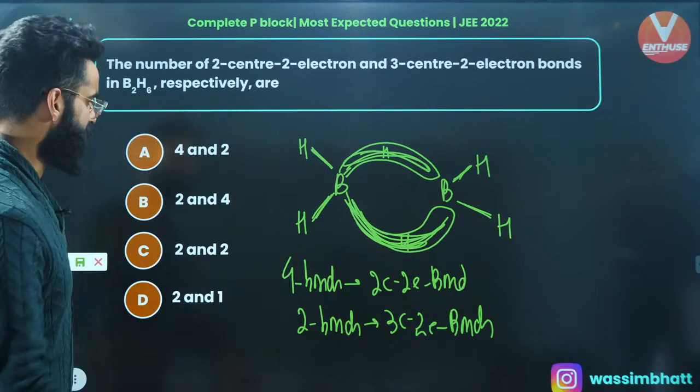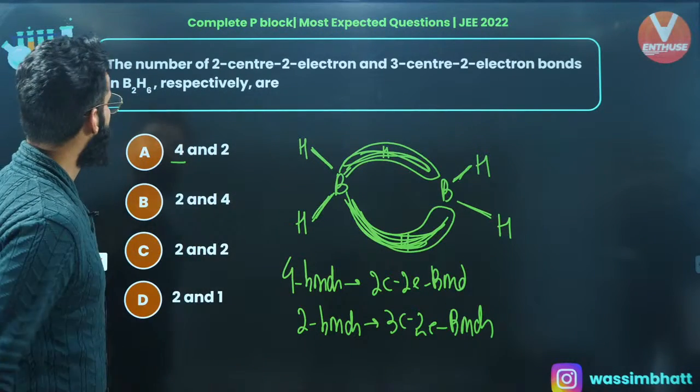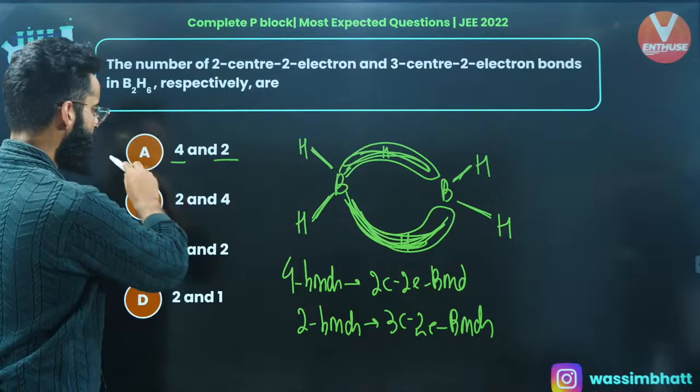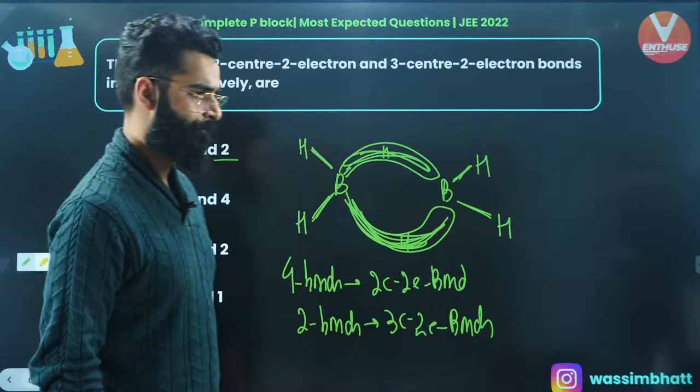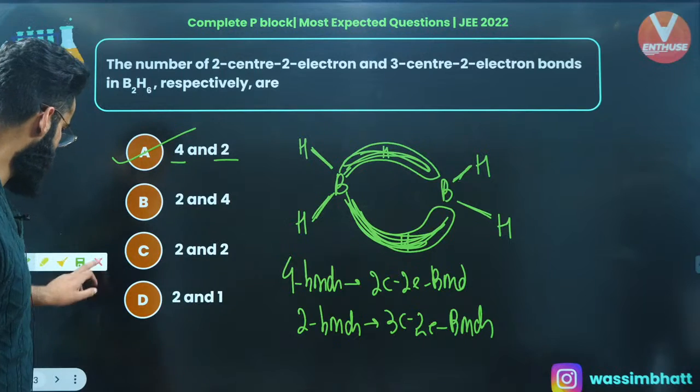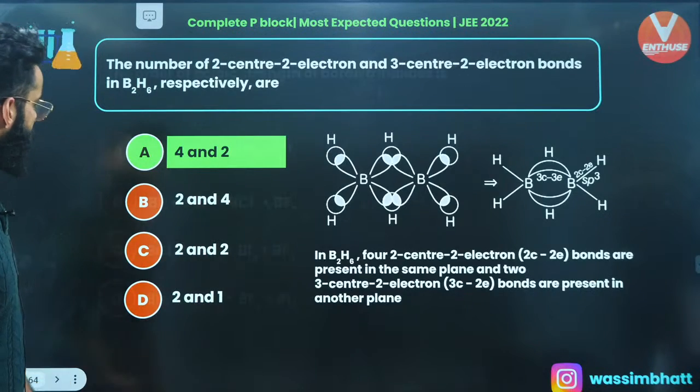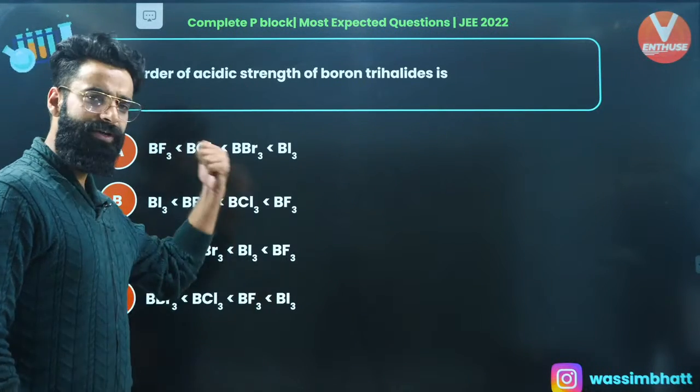So check the correct one. There are 4 2-centered and 2 3-centered 2-electron bonds. So 4 and 2 is going to be the correct answer of this particular question. Simple and basic, right? Yes, my dear people? Absolutely. Moving on to one more question. Look at this one. All right, what do you think about this one?